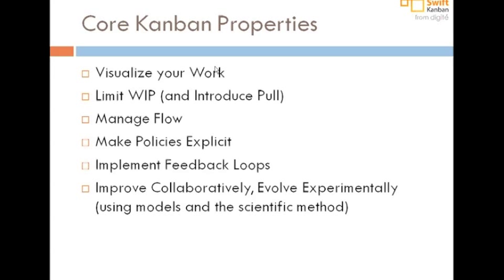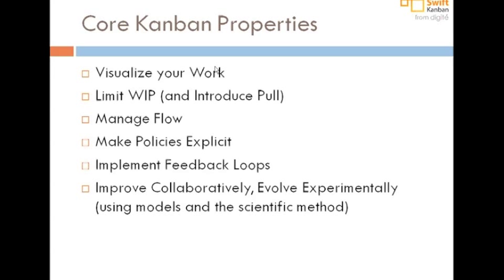The third is then to manage flow. So once you've defined your overall value stream, once you visualized it and you define the WIP limits, then you measure and monitor the flow and make changes as needed. The fourth is to make policies explicit. Kanban is all about making things very open and transparent so that everyone is aware of what the overall framework is for managing the Kanban board.